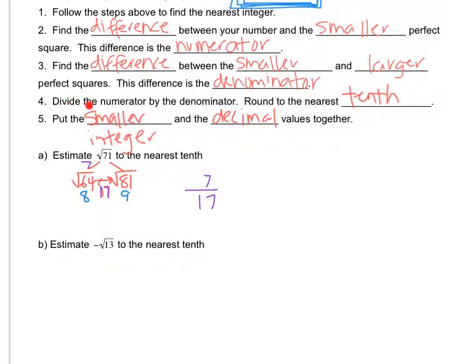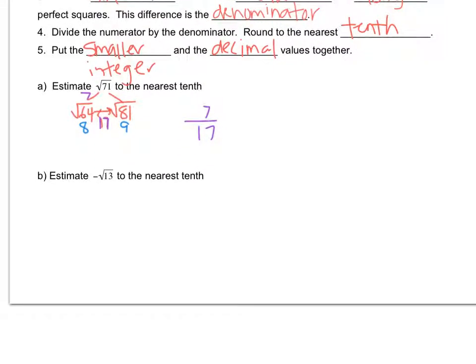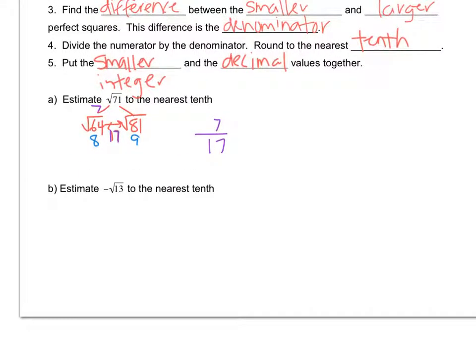Next step is to divide the numerator by the denominator and round to the nearest tenth. So let's divide 7 divided by 17. So pause the video and do that division, please. I could keep going if I wanted to, but all I have to do is get it to the nearest tenth. So I know whether this is going to stay 0.4 or go up.